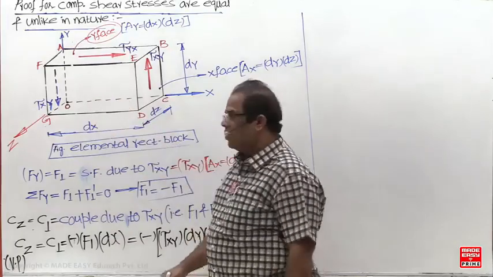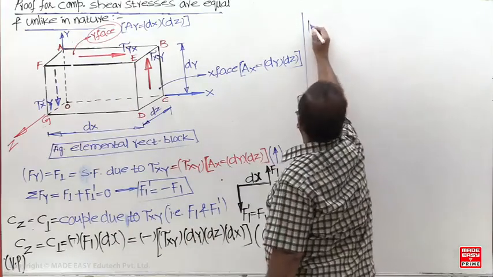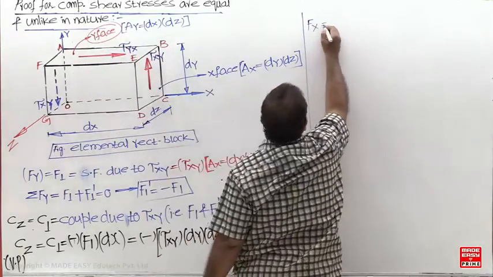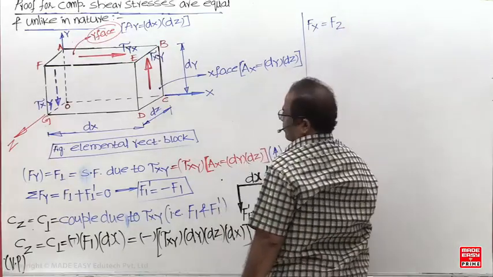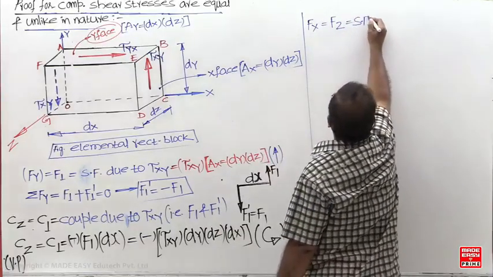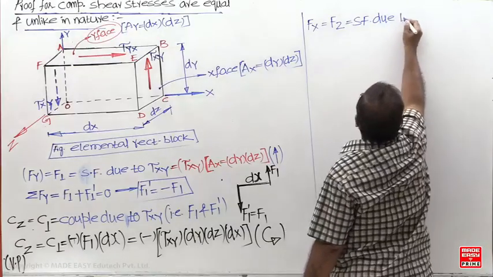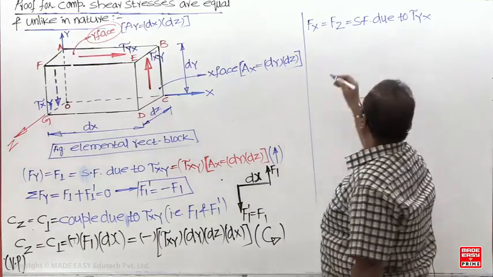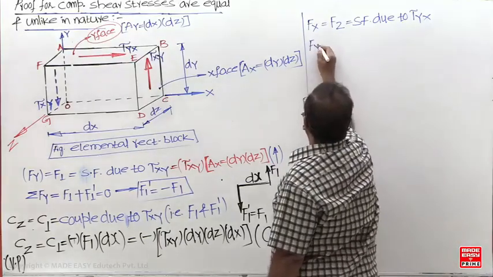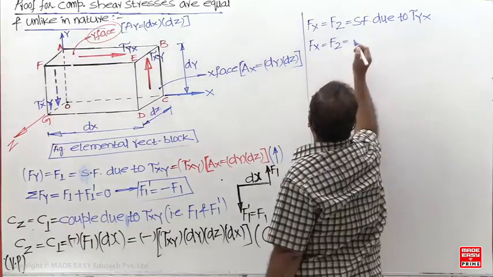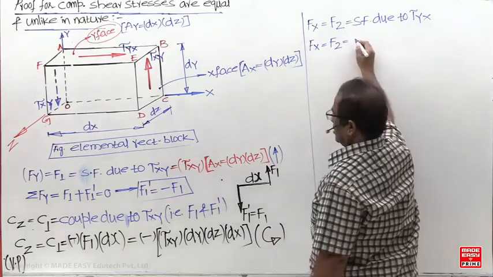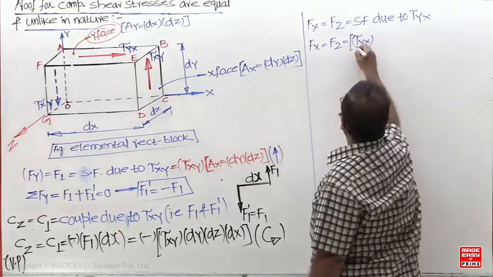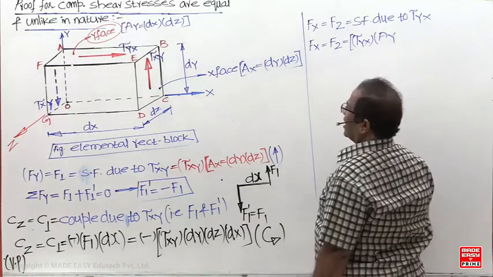If the sum of the couples should be 0. Now this force is in which direction? X direction. This force is F2. Shear force due to tau yx. Now to get this value, tau yx multiplied by the area of the y face. What is the area of the y face?